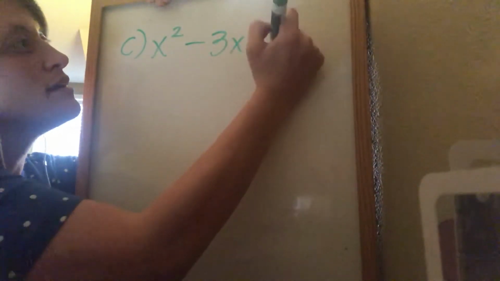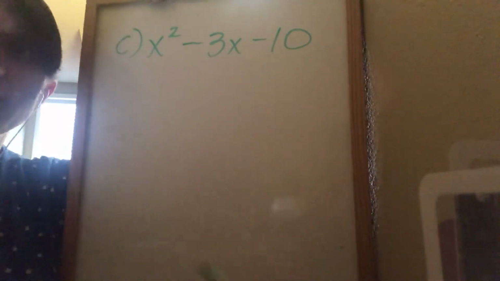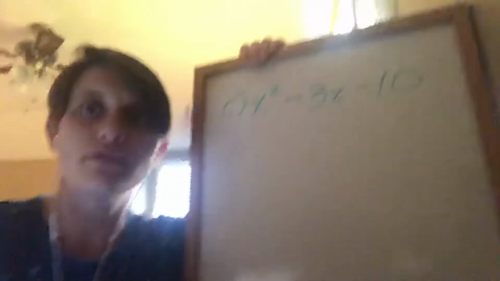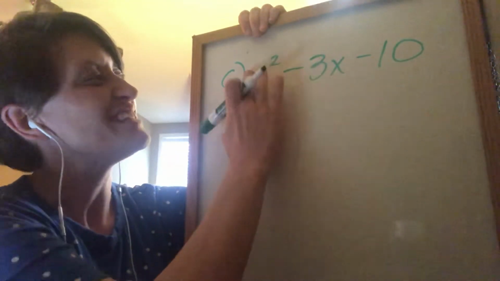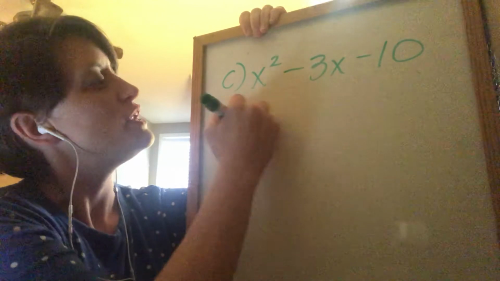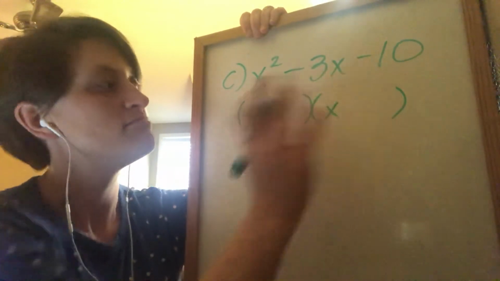Okay, so this is C. Let's look at x squared minus 3x minus 10. Once again, we have a leading coefficient of 1, so we know what our factors are going to look like right away, x and x.